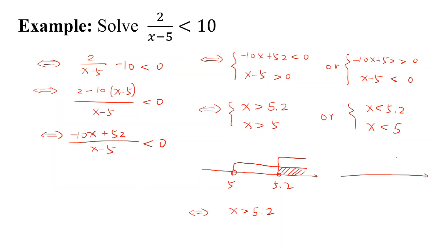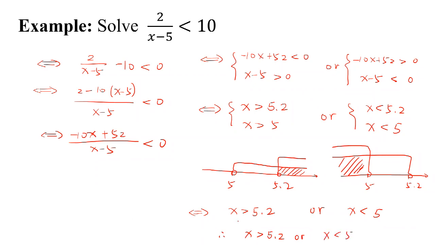Okay, let's consider the other branch, 5.2 here. Second branch states that x should be less than 5.2. And then x should also be less than 5, right? So the overlapped area is here, which means x should be less than 5. All right, so if we consider both of the two branches, x could either be greater than 5.2 or x can also be less than 5. So the final solution is x greater than 5.2 or x is less than 5. This is our final solution.